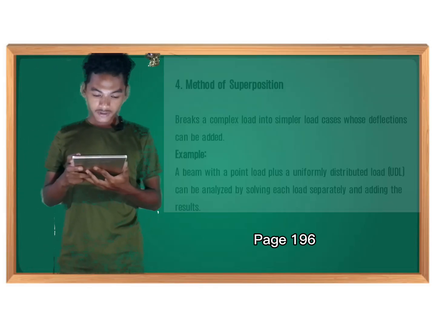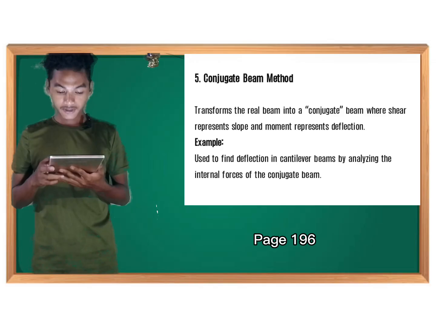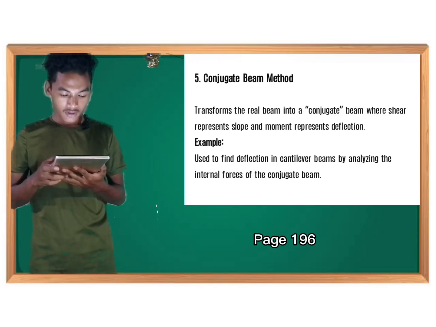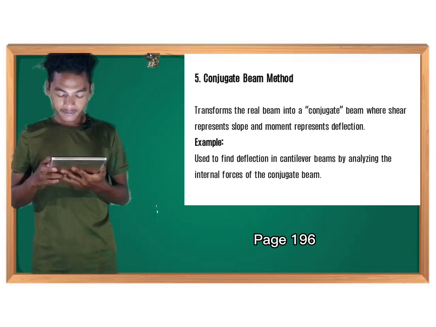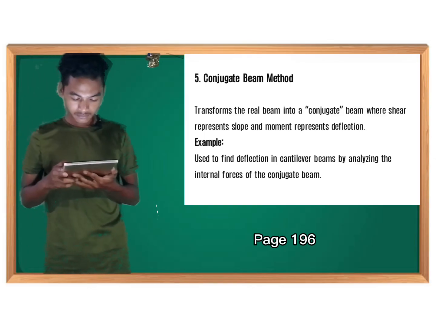Number five is the conjugate beam method. It transforms the real beam into a conjugate beam where shear represents slope and moment represents deflection. Example: it is used to find deflection in cantilever beams by analyzing the internal forces of the conjugate beam.